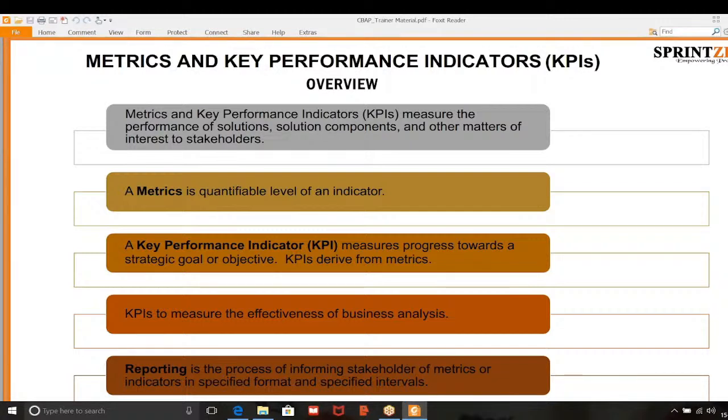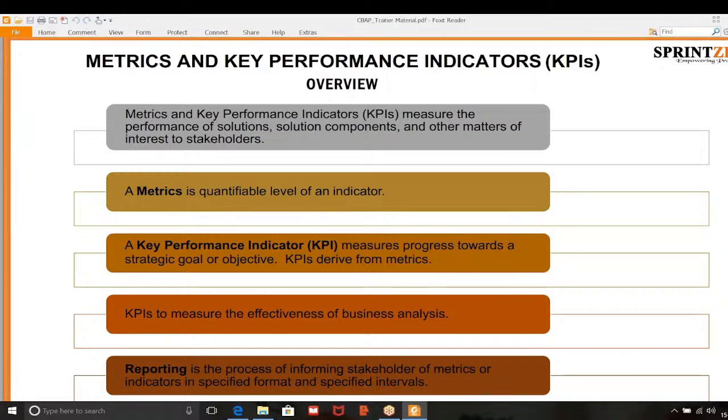Yeah, now you said it rightly. KPI is aligned with the goal or objective. It has a business aspect to it. Metrics, how do I, I'm just thinking of an example. So KPIs are linked to business.